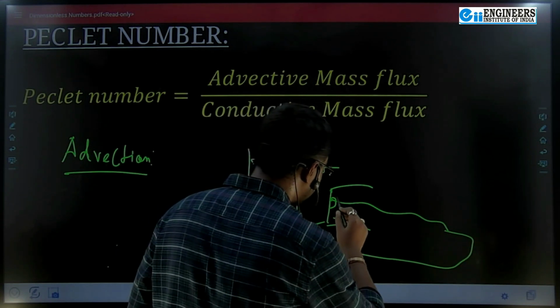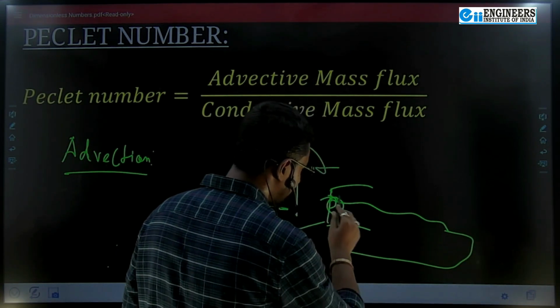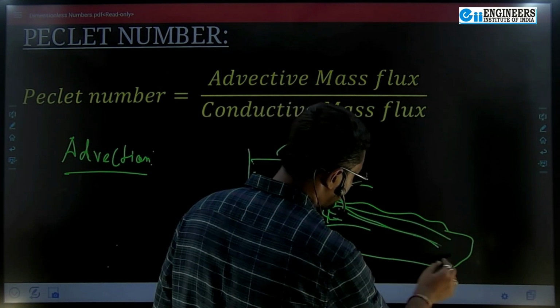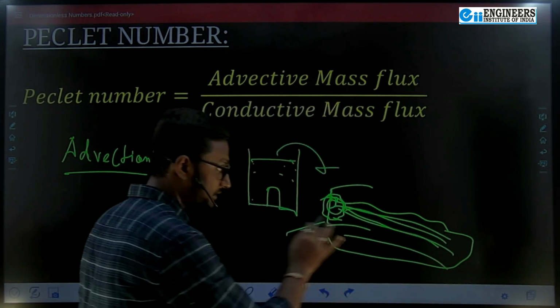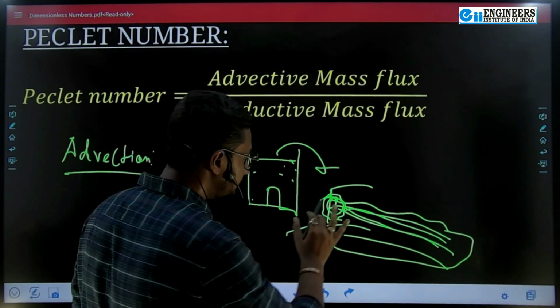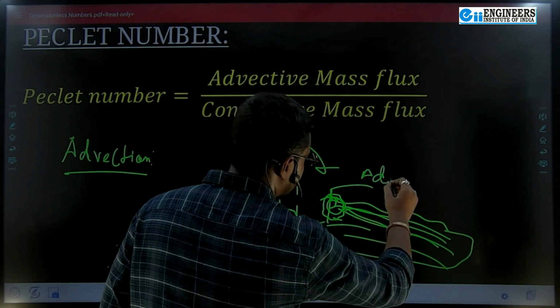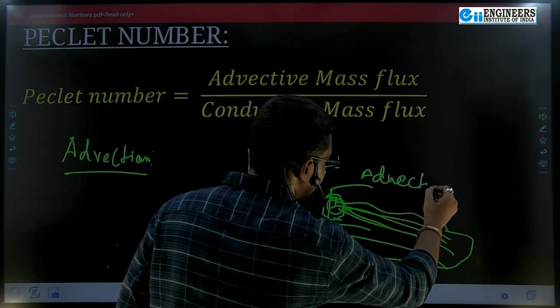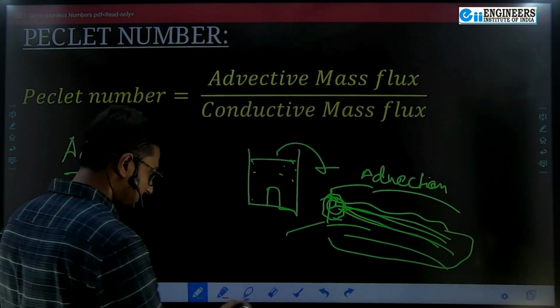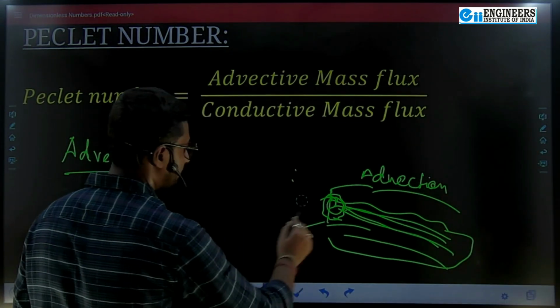And what will happen also? The sugar that dissolved and created a high concentration zone here, the sugar molecules will flow. And this is not the case of convection. This is the difference between convection and advection. So this is the case of advection, where the mass transfer occurs due to the motion of the medium itself.